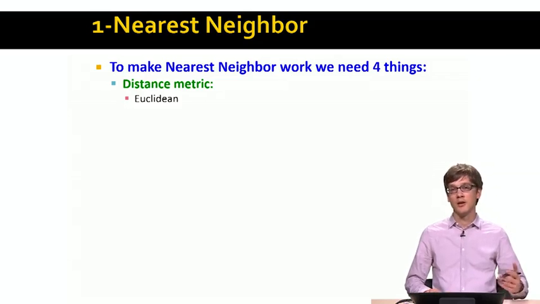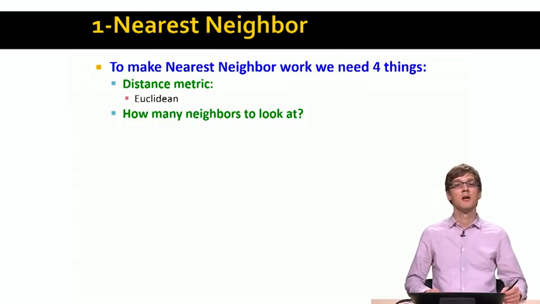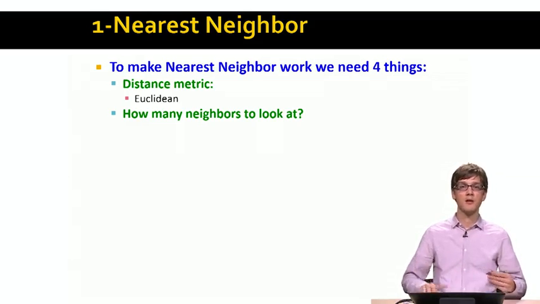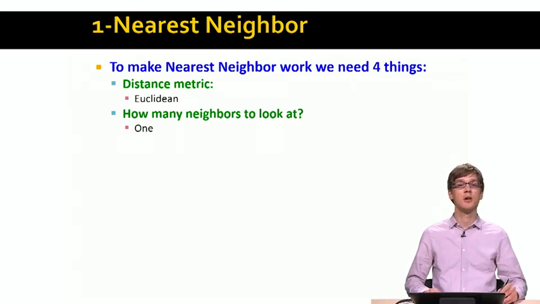So for example, in the case I will show you here, let's assume we are using Euclidean distance. Then another thing we have to decide is how many neighbors are we looking at? Are we looking at one nearest neighbor, 5 nearest neighbors? How many nearest points do we want to examine? So in our case, let's look at one nearest neighbor.